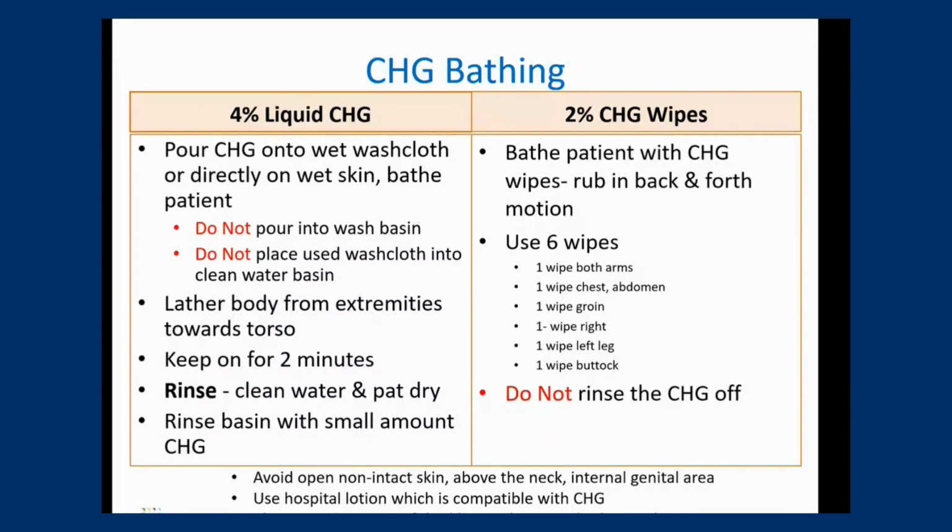Each one, you'll use one part of the body and then throw away. So one wipe for both arms, one for the chest and abdomen, one for the groin, one for the right leg, one for the left leg, and one for the buttocks. You're just not going to use above the neck and internal genitalia. And this, you're not rinsing at all.